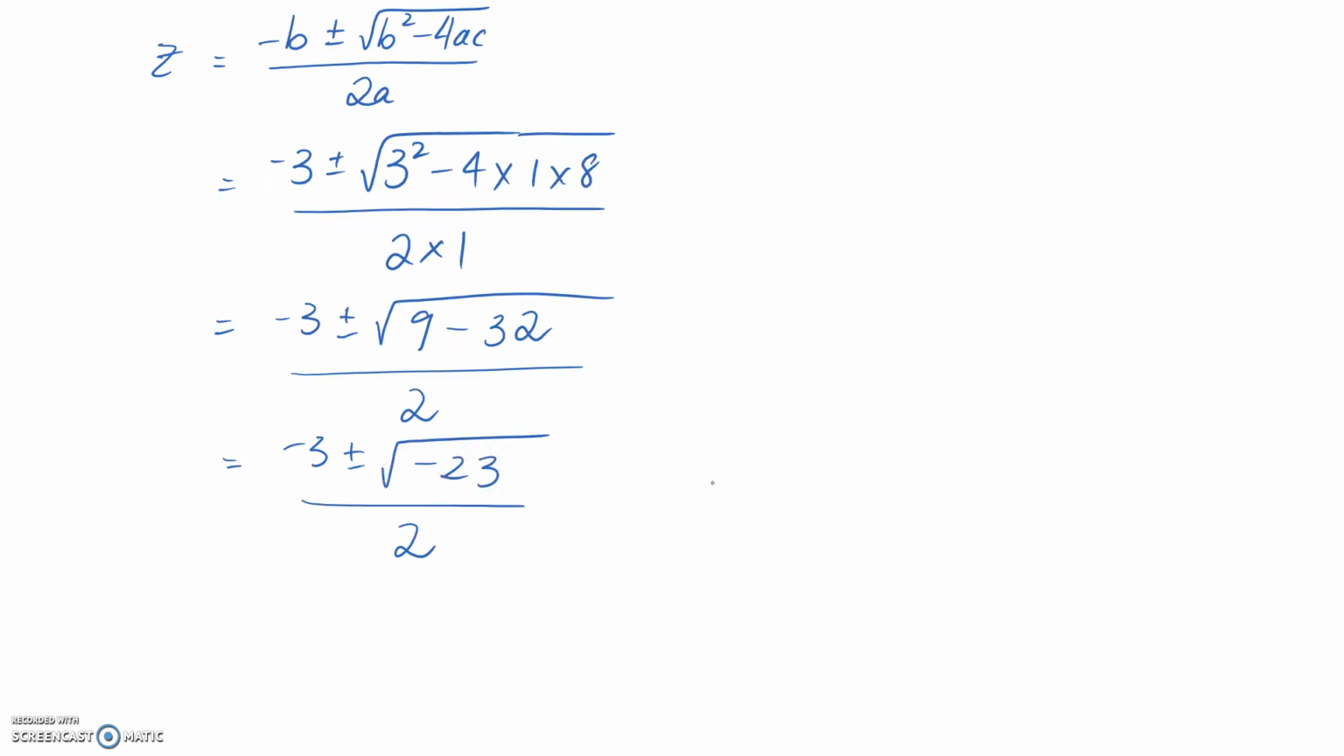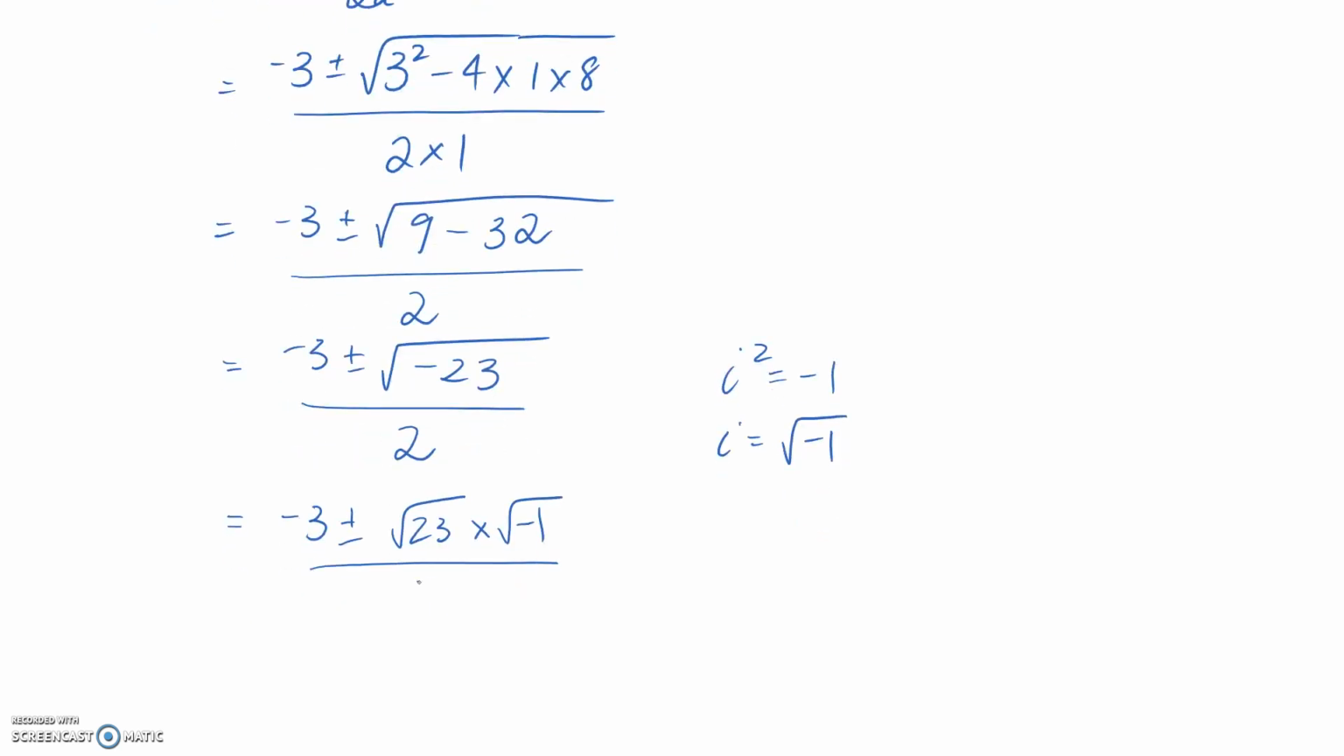But we know that i squared is equal to negative 1, so i is equal to the square root of negative 1. So we can use this in order to simplify our square root of negative 23. So we could write this as the square root of 23 times the square root of negative 1. Okay, because putting that back together, it just becomes the square root of negative 23. So we can say that the square root of negative 1 is equal to our imaginary number.